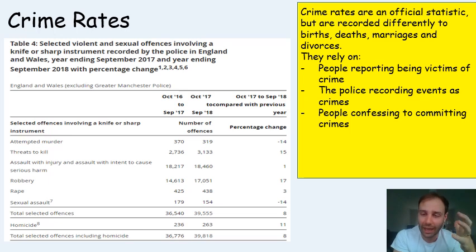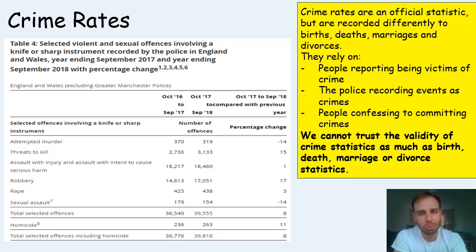So crime rates, of course we can use them, but we just can't trust the validity of crime statistics as much as we can birth, death, marriage or divorce ones. Okay, so birth, death, marriage and divorce are 100% valid. Crime rates are great, and it's largely accurate that there is a certain trend in rising and falling of crimes, but the individual figures within crime rates are not always exactly going to be what the actual figure is. Okay, it's kind of the tip of the iceberg of crime.